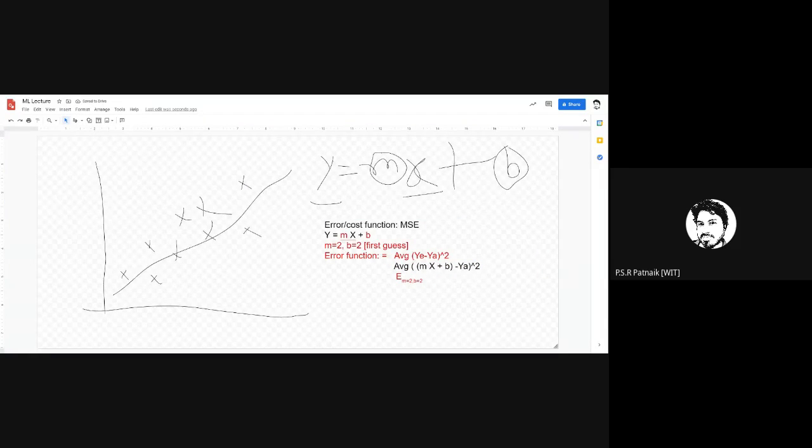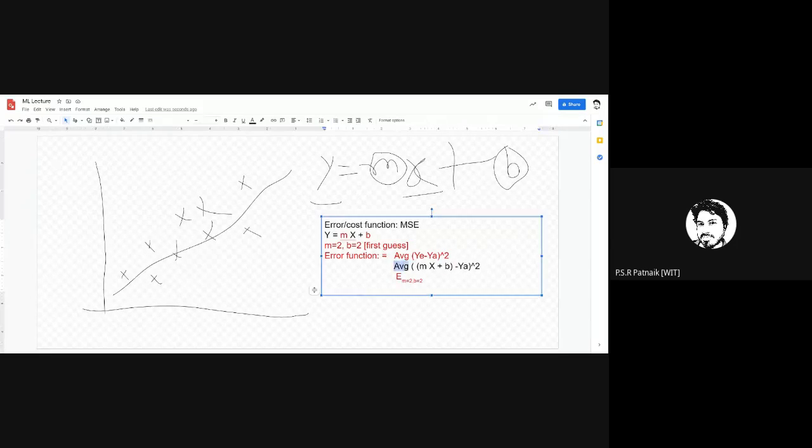Before I go to that, let me check: have you understood what we are discussing up to this point? Okay, so moving ahead. What I need to find out is at what values of m and b this function will be the minimum. The moment you find the m and b such that this value is minimum, you are done. You have learned the linear regression values.